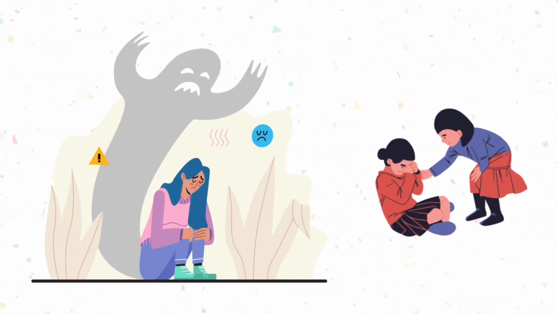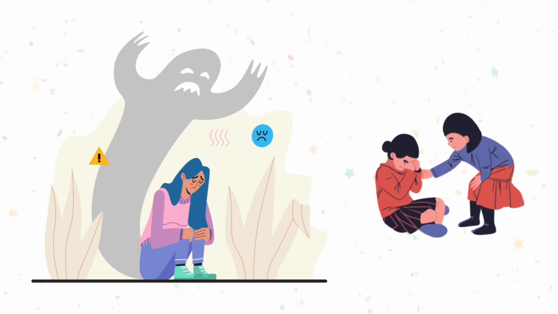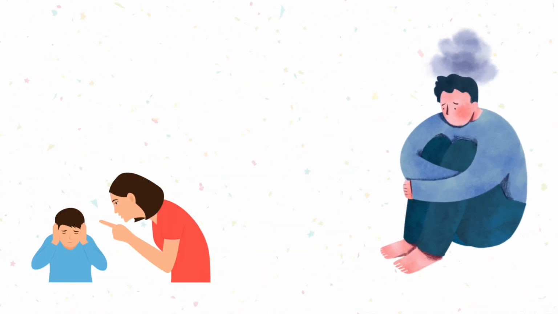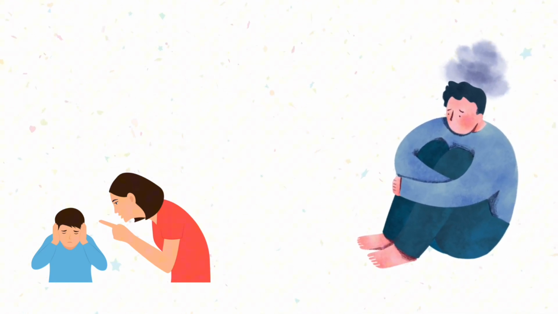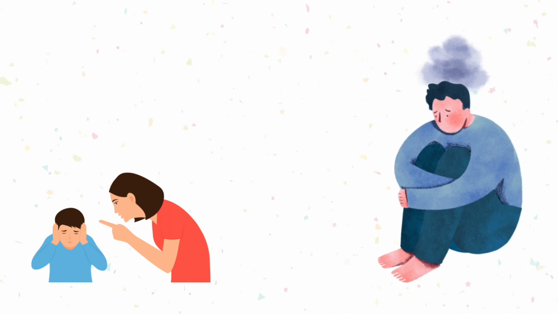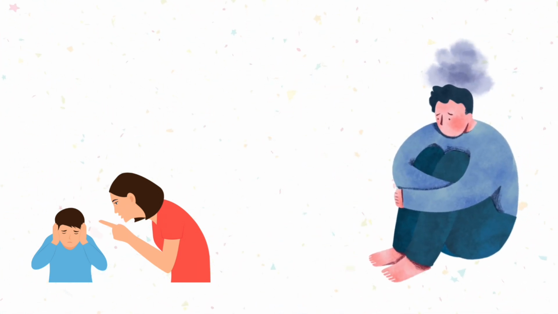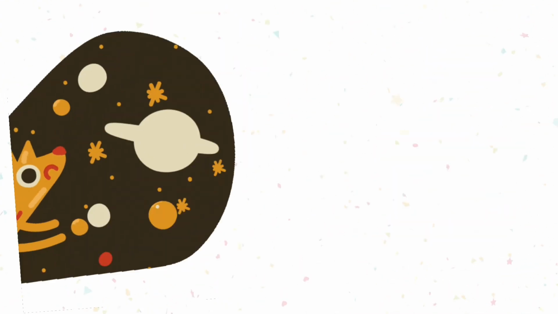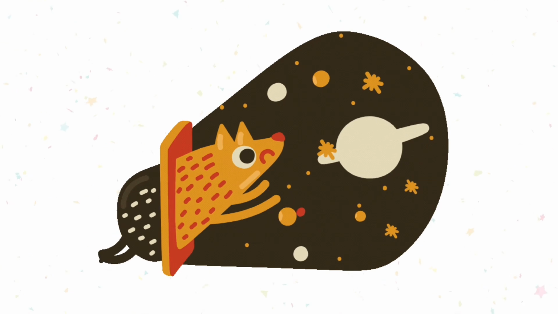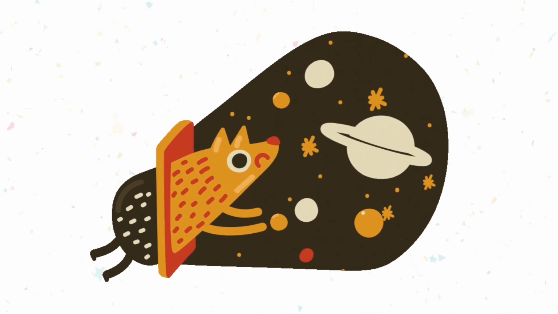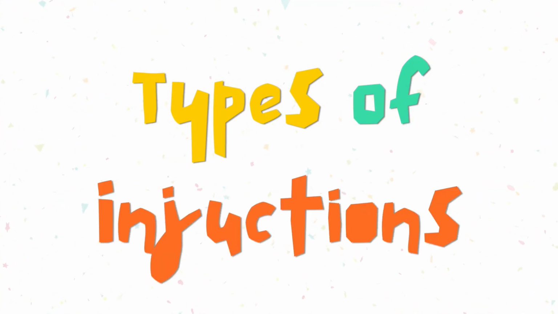Research has shown that these early messages can have a profound impact on our adult lives. For example, a study published in the Journal of Child Psychology and Psychiatry found that children who grew up with negative parental messages were more likely to develop maladaptive behaviors and mental health issues later in life. These injunctions create a framework within which we operate, often limiting our potential and affecting our decision-making in ways we're not even aware of. Let's dig deeper into some common types of injunctions.